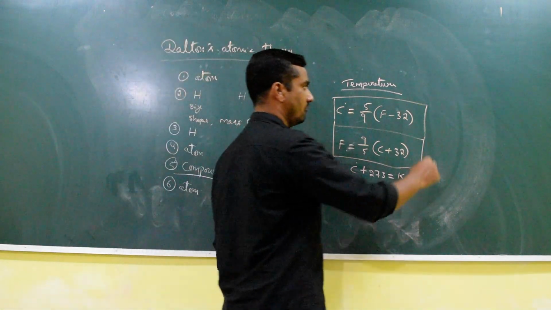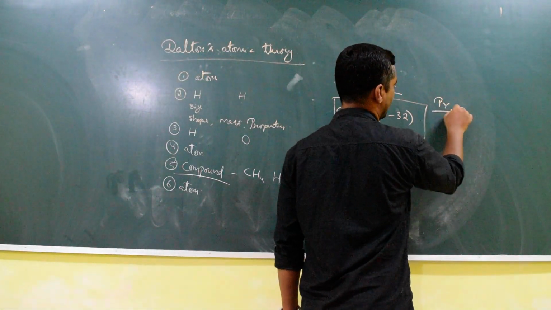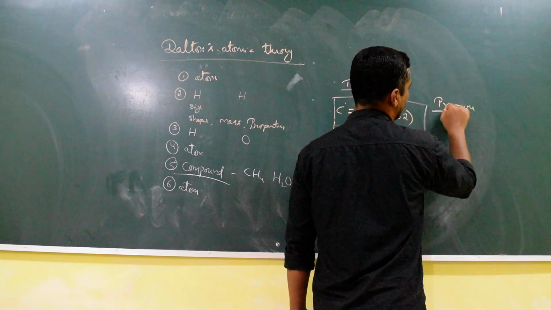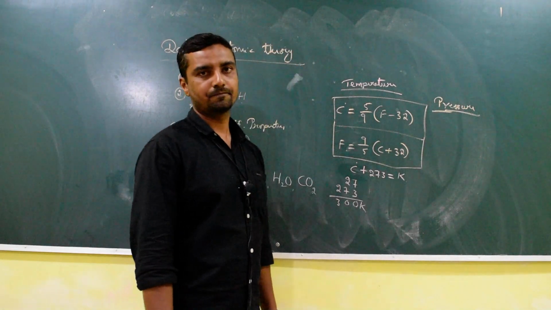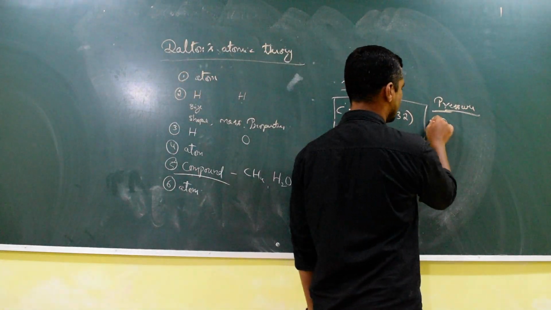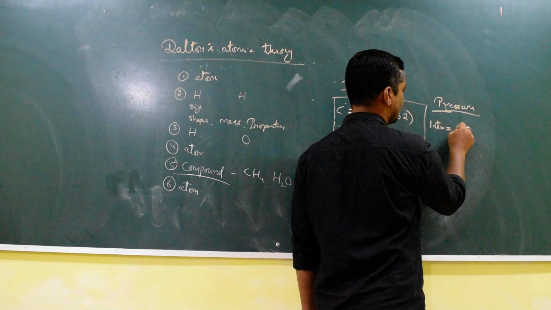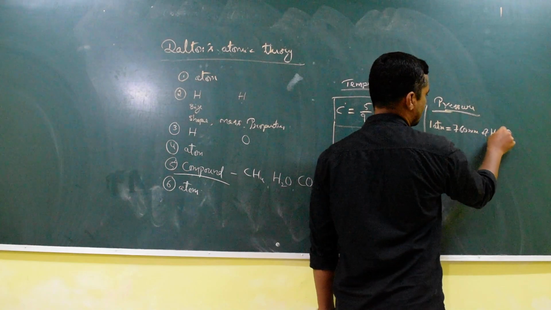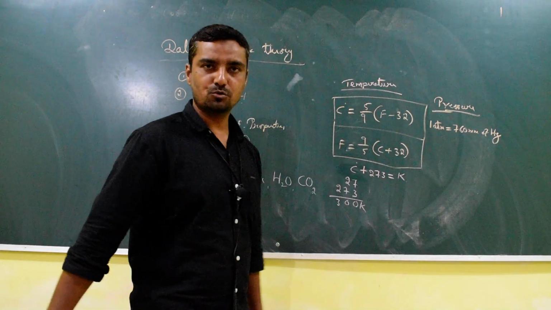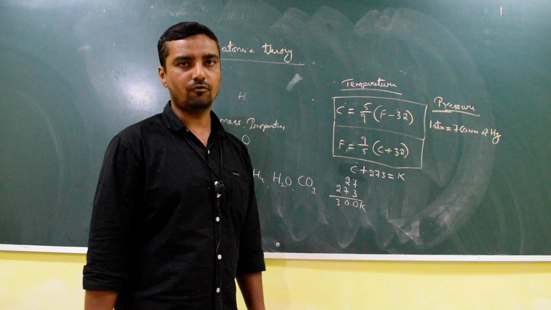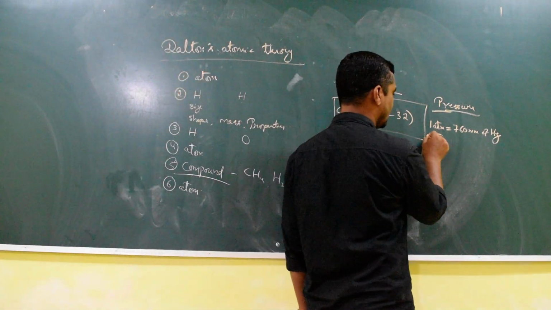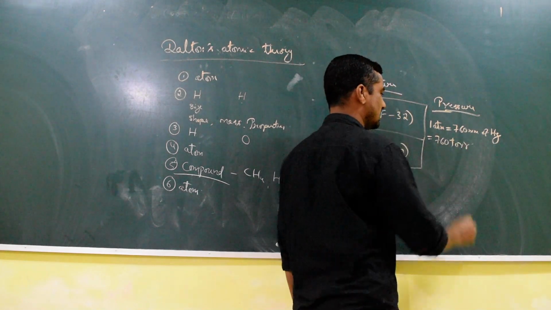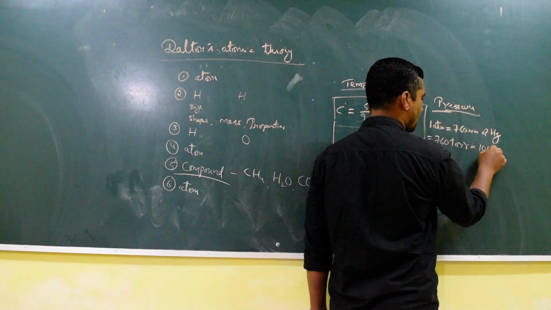And about the pressure, 1 atmospheric pressure equals 760 millimeter of mercury. 1 atmosphere is equal to 760 millimeter of mercury, right? Which is equal to 760 torr, which is equal to 101.3 kilopascal.